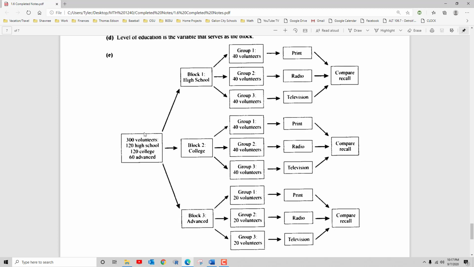So here it's just showing we have 300 volunteers, and they make up 120 high school, 120 college, and 60 advanced degrees. And then remember, we're putting them in 3 different blocks, so we're grouping them by education level. And then each education level is going to get split into equal groups depending on if they're receiving print, radio, or television. And then after that, we're going to compare their recall exam scores, right? So this is just a diagram, again, just showing that process that we're doing, just to make it more visual, right?